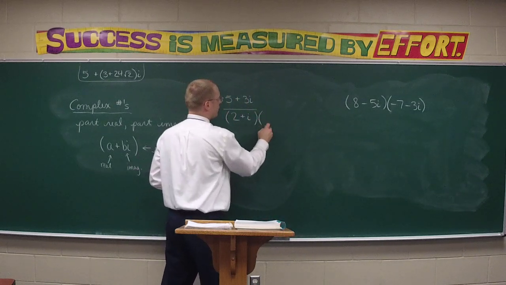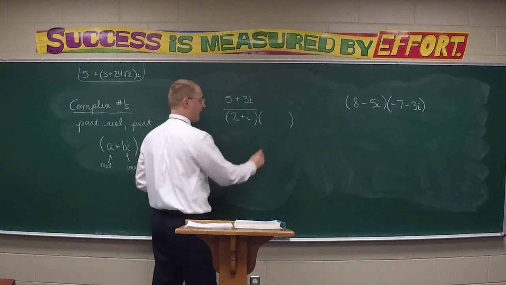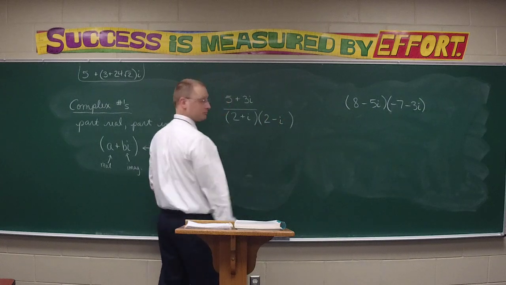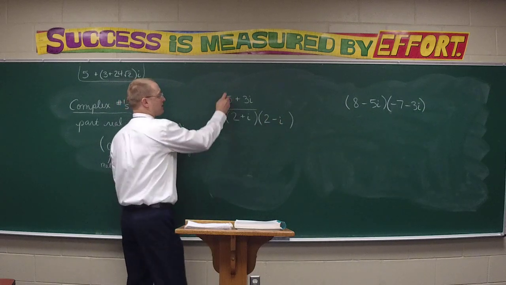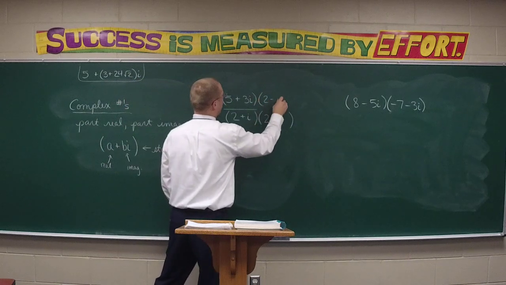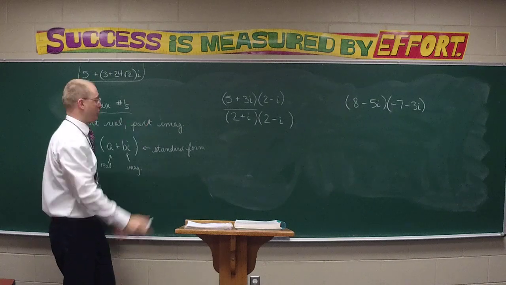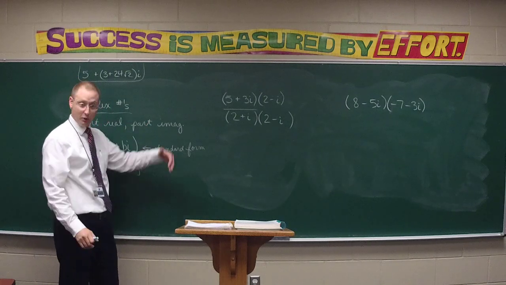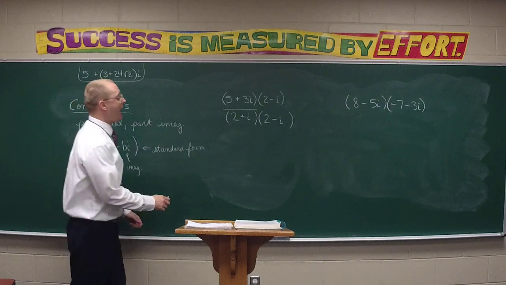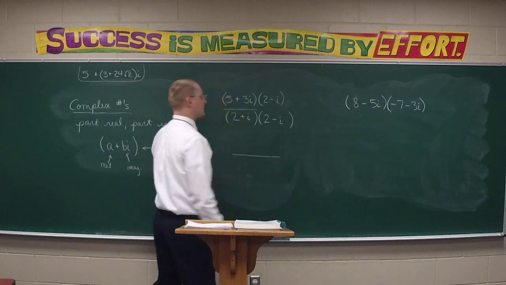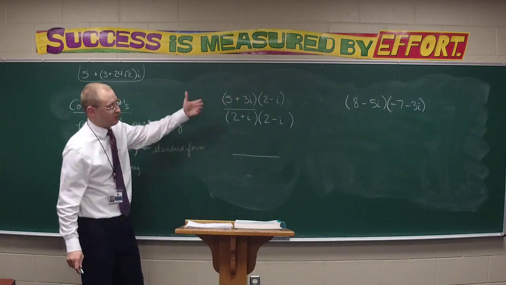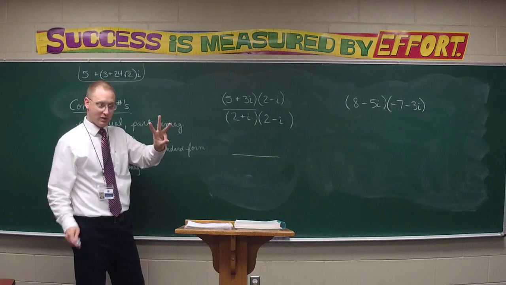Remember, the conjugate of 2 plus i would be 2 minus i. And of course, we'll multiply the top by 2 minus i as well, because what you do to the bottom, you've got to do to the top. So if you're going to multiply the bottom by 2 minus i, you've got to multiply the top by 2 minus i. And in the denominator, since it's the conjugate, since we've got the sum and difference, we always do 3 things.